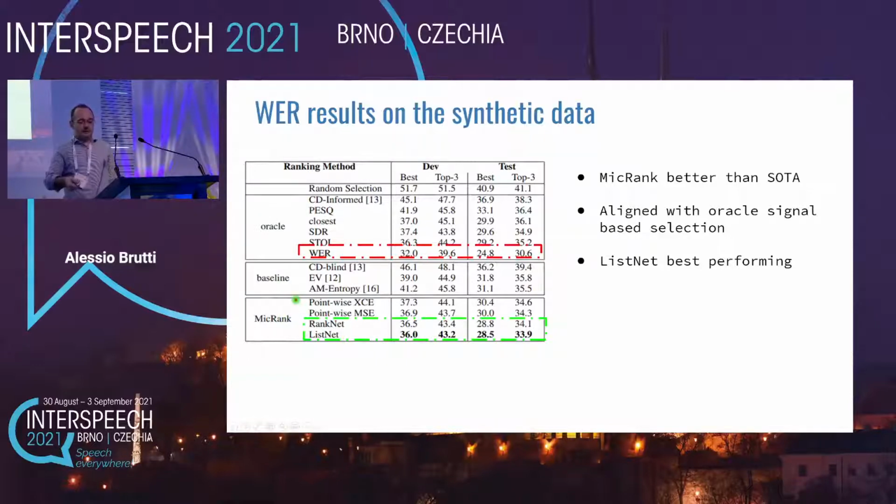And an interesting result from this table is that you see ListNet is better than the signal-based Oracle methods. So, for example, the best one here is the STOI-based channel selection. So this confirms what we were assuming, that trying to understand what the ASR backend likes the most is actually giving an improvement with respect to selecting the best channel from some quality measures.